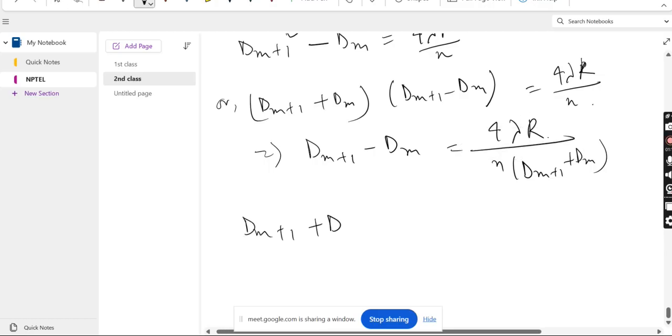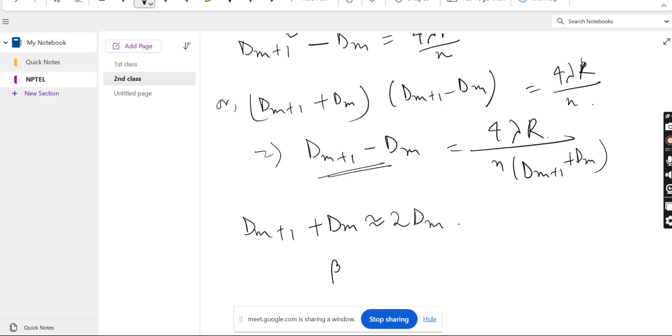dn plus 1 plus dn is basically we can say 2 into dn, because two successive fringes have almost the same diameter. When we are moving toward the end of the ring, then it may differ. Like if we are taking the first ring and fifth ring, then it will not be 2 into first ring or 2 into fifth ring, but the first ring and second ring have almost the same diameter. So this is the fringe width.